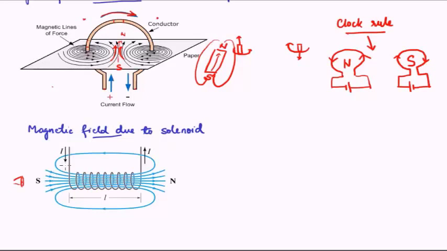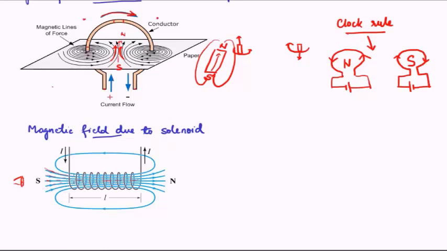Okay, now each of these loops will produce a magnetic field of its own, right? And they will kind of add up. As a result, inside the solenoid, the magnetic field lines will be parallel to each other and parallel to the central axis. So they will be like this. But as soon as we come out of the solenoid, since there are no more loops, they will start to deviate away from the central line.